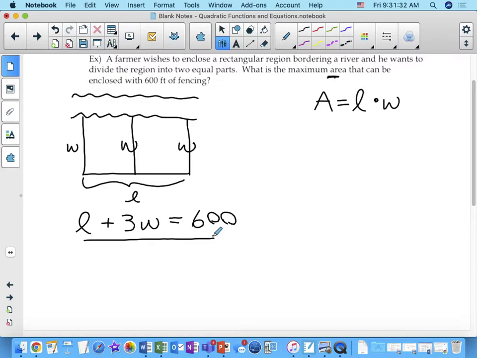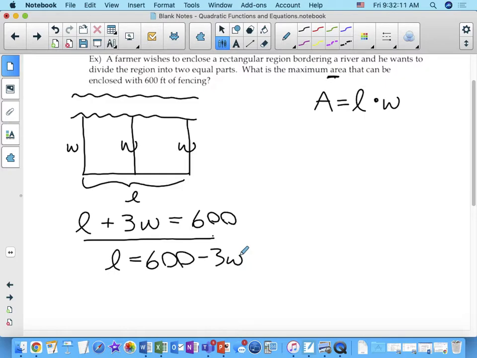Yeah. How would you do that? Could you use this relationship to maybe find an expression for L that uses W? Yeah. Yeah. L equals 600 minus 3W.